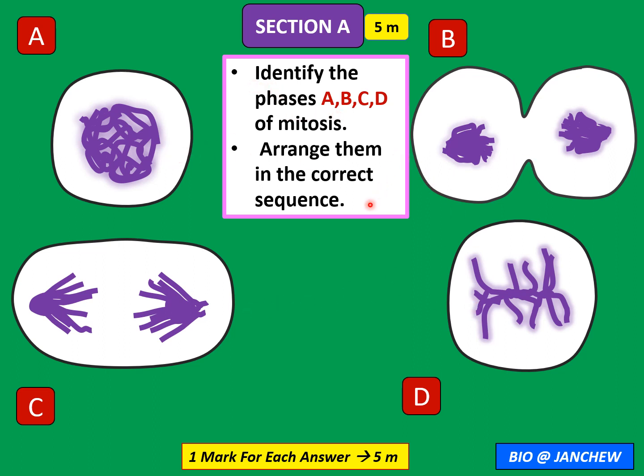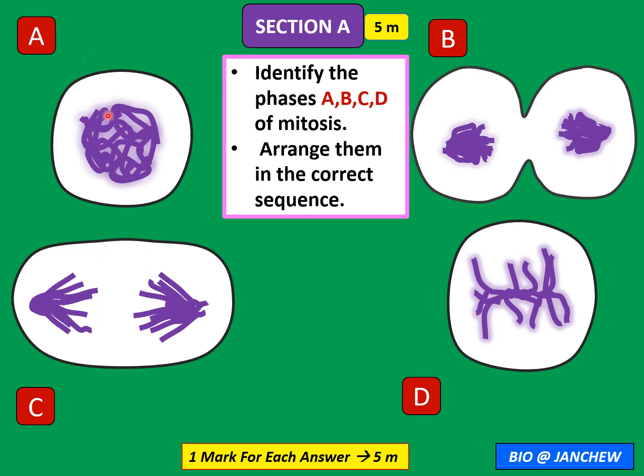Now the question is like this: identify the phases A, B, C, and D of mitosis and arrange them in the correct sequence. Okay, so you can screenshot the question and pause the video for a while. Here I will wait for about 10 seconds, then I will give the answers. Okay, let's go through the answers.